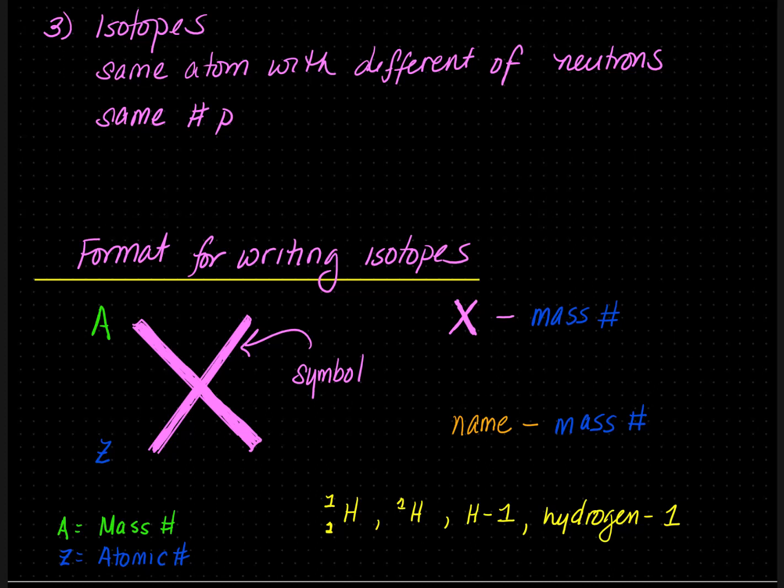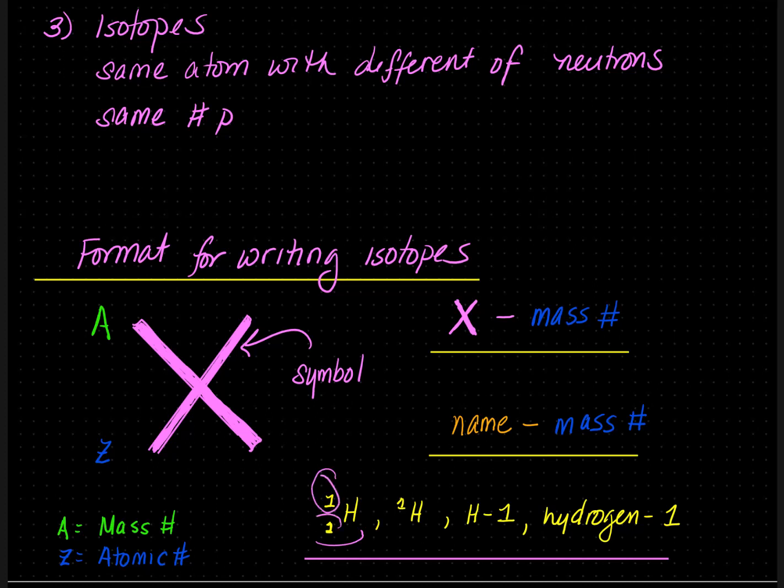You will also see the format for writing an isotope as the symbol, hyphen, the mass number, or the name, hyphen, mass number. Here are all the different ways we could write an isotope. So the first one is the symbol hydrogen. 1 is the mass number. Down here is the atomic number. The mass number is given as a superscript. The atomic number is given as a subscript.